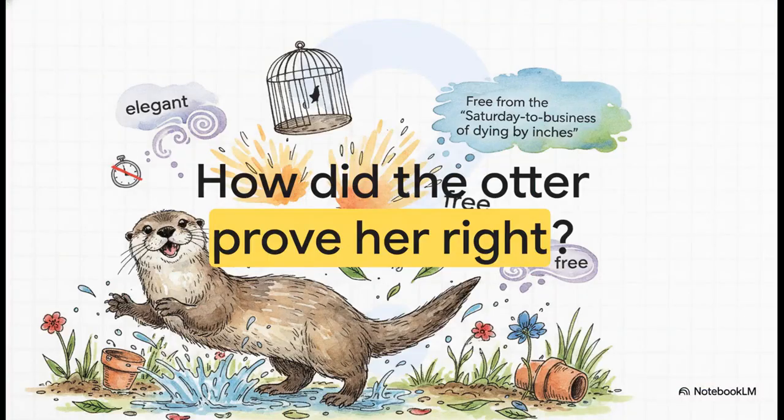So the practice paper then tests your comprehension by posing direct questions to you, like, why does Laura believe an otter's life is better? Well, firing up our summary skills, we recall she wanted to be elegant, lively, and completely free from the Saturday to Tuesday business of dying by inches. And how did the otter ultimately prove her right? By showing up with webbed feet and gleefully destroying Egbert's prized garden.